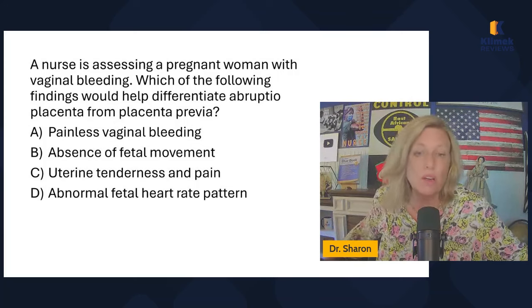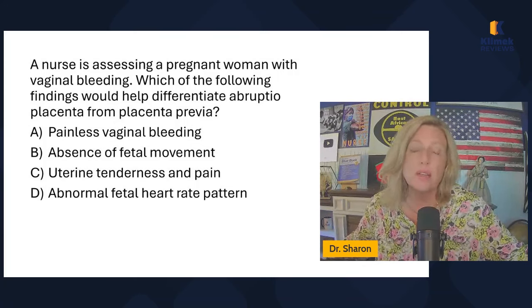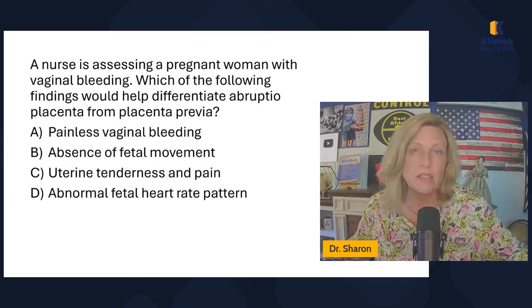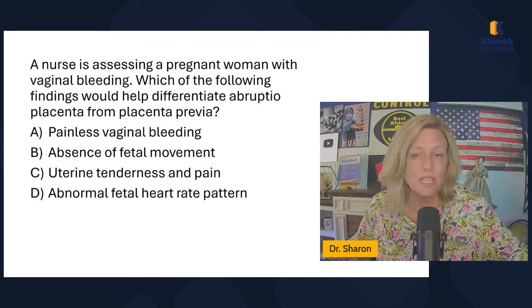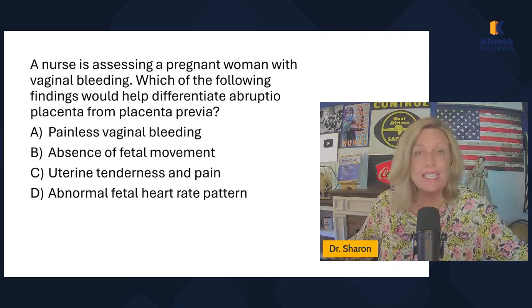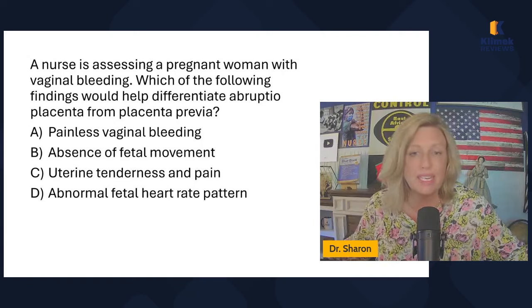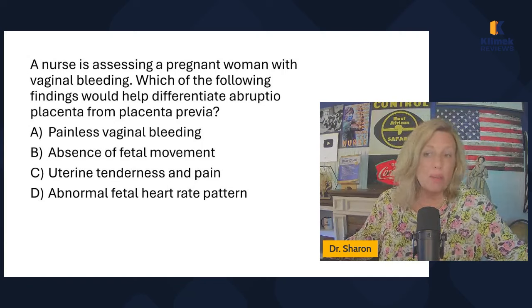Absence of fetal movement. No, both put risk for fetal demise. They're both risk factors for fetal demise. Uterine tenderness and pain. Yes, that's it. Painful. There it is. Abnormal fetal heart rate pattern. No, they both could have that.